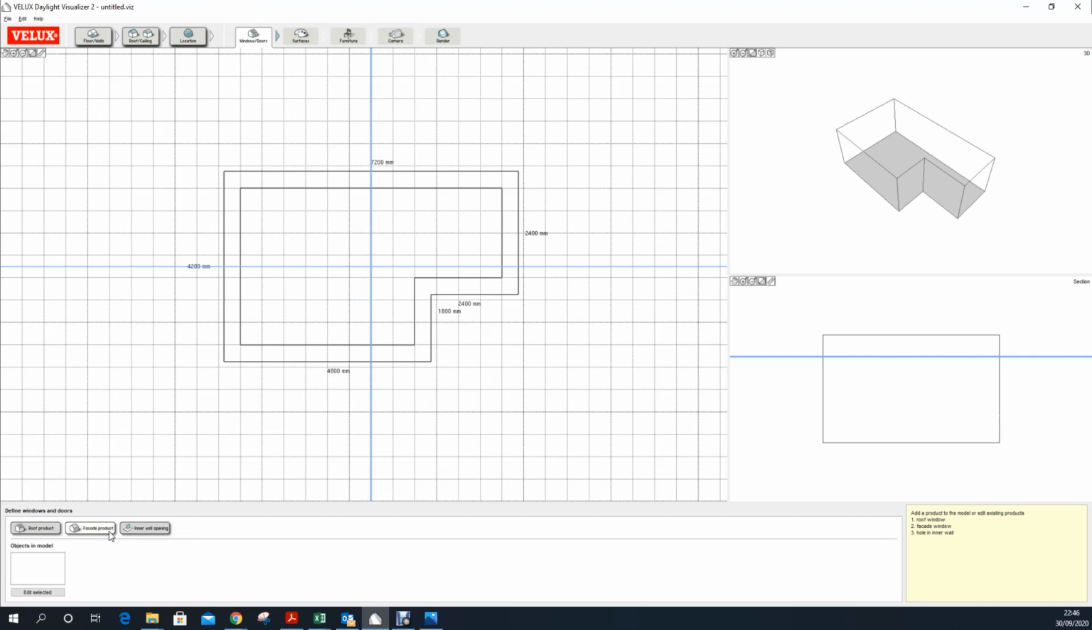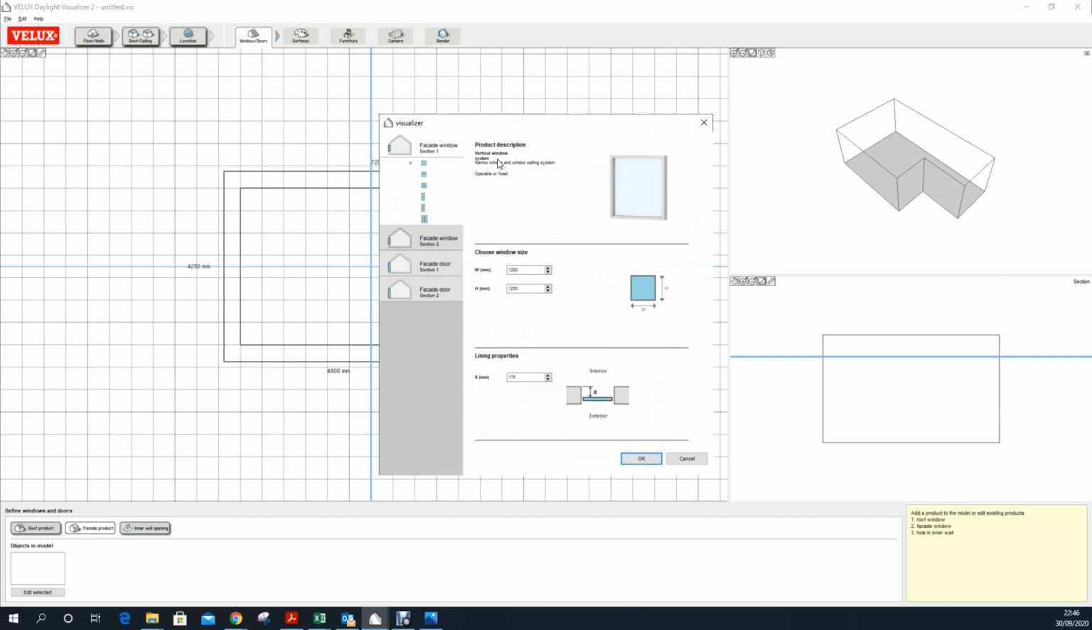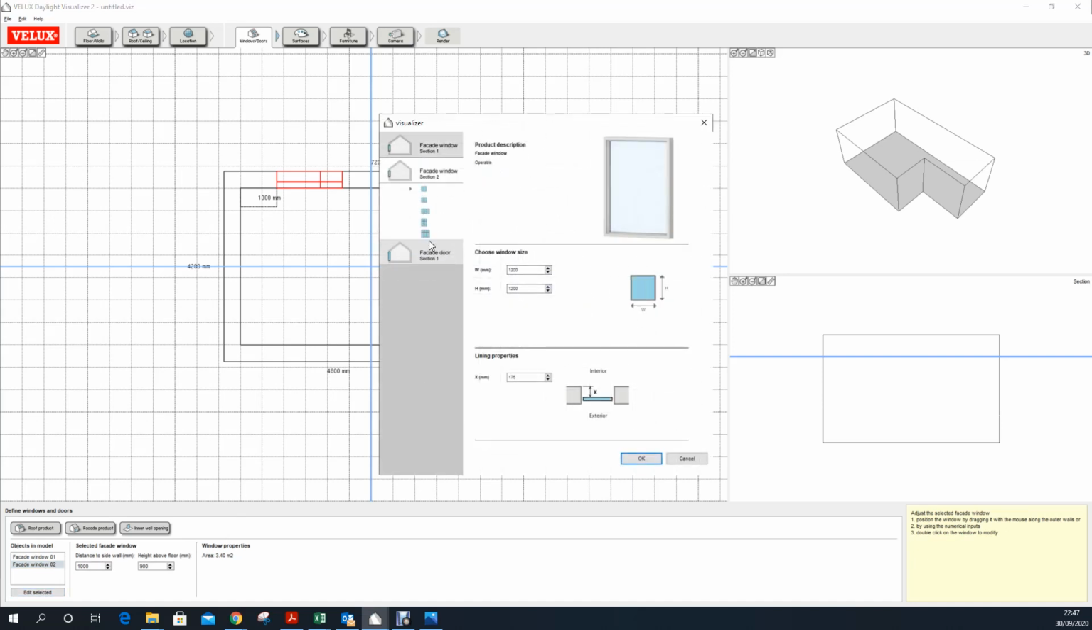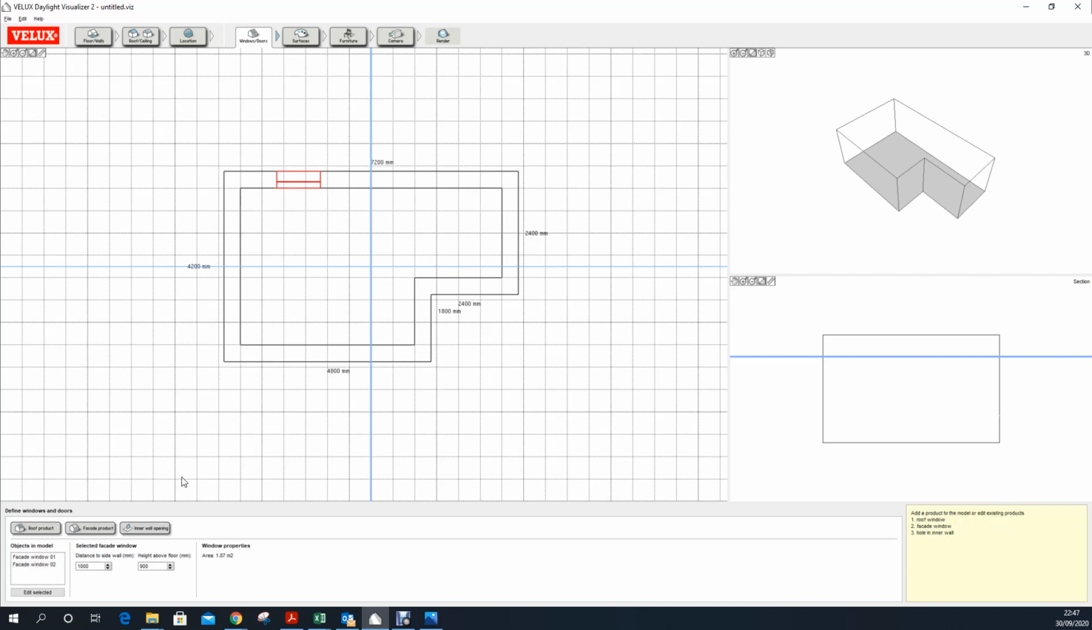Then you put in windows and doors, so you can put in facade, and this is where the VLUX bit comes in because they're talking about their products, I suppose. So you can do quite realistic representations of what you have here. You can even talk about the lining properties, so how big the X and stuff is there. You can do it on the different sections, so where you put them. Where did that go? So you'd say okay, and then you can do another one on another facade. It selected, so I can change it to facade window 2, facade window 1, etc. You can play with this.